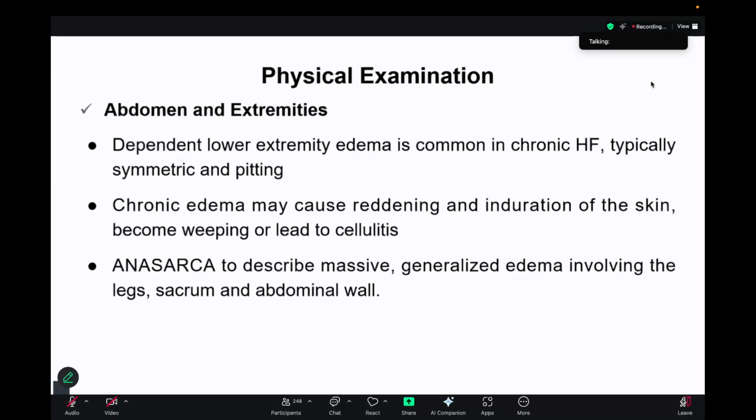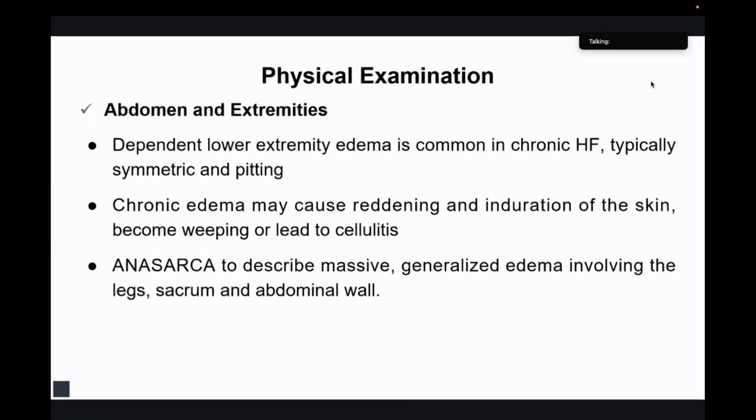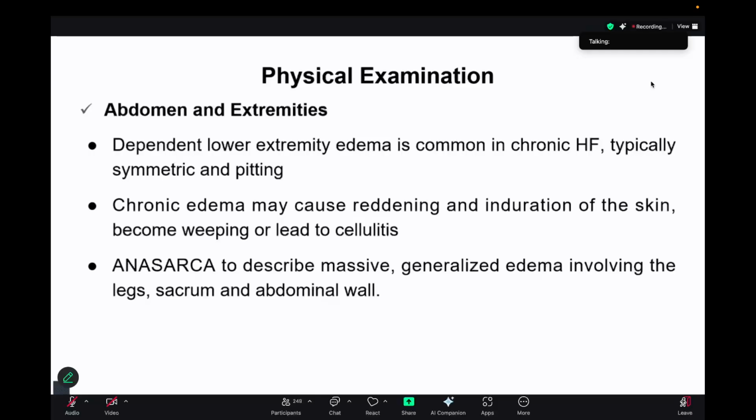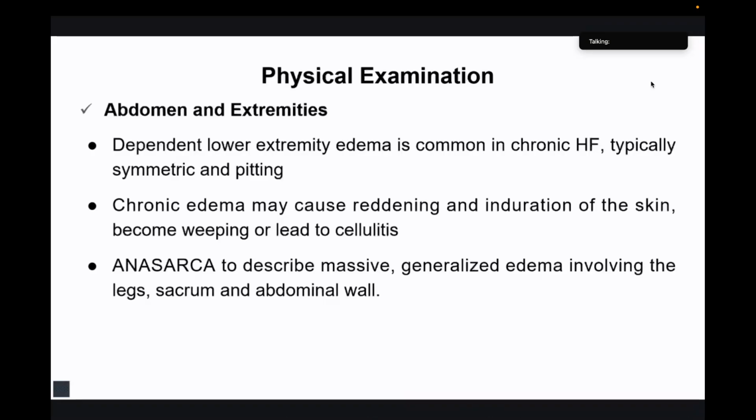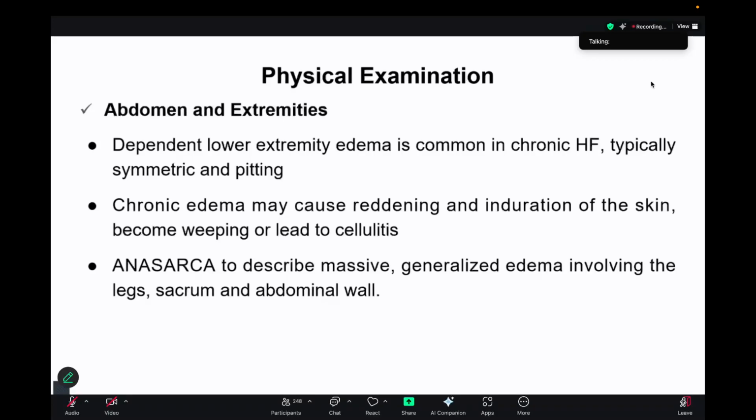For the extremities, dependent lower extremity edema is common in chronic heart failure. Typically, the edema of the lower extremities is symmetric and presents as pitting edema. Chronic edema may cause reddening and induration of the skin. It may become weeping or lead to cellulitis. Anasarca describes massive generalized edema that involves the legs, the sacrum, and abdominal wall.